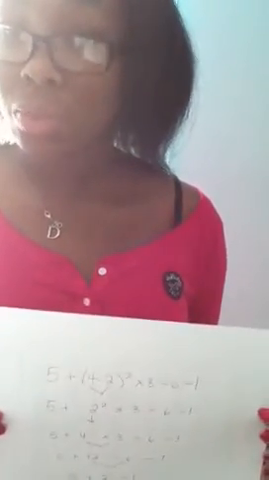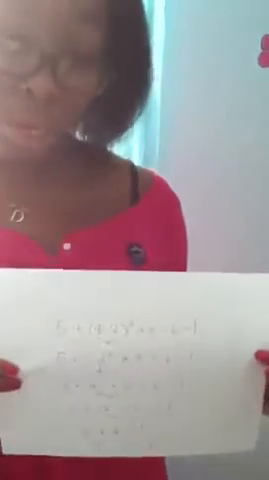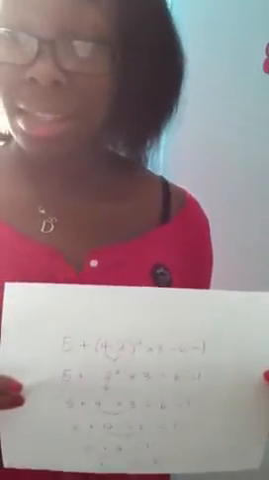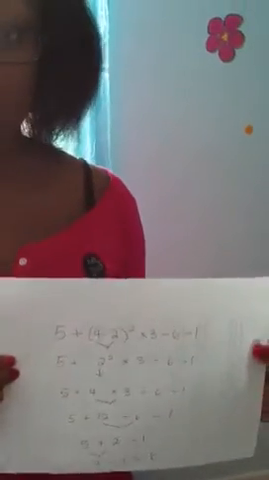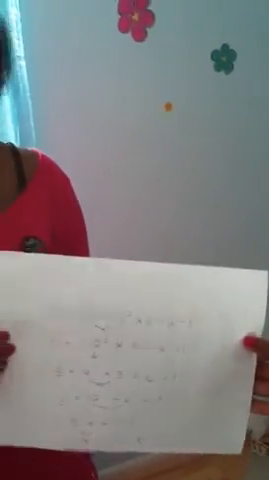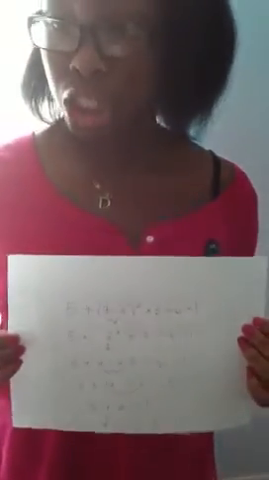Now you do 2 squared, which is 2 times 2, which is 4. Then you have 5 plus 4 times 3 divided by 6 minus 1. Notice that after you do every operation, you bring down everything else and don't touch them. So, then you have 5 plus 4 times 3 divided by 6 minus 1. So you do 4 times 3, which is 12. After that, you have 5 plus 12 divided by 6 minus 1. So you do 12 divided by 6, which is 2.